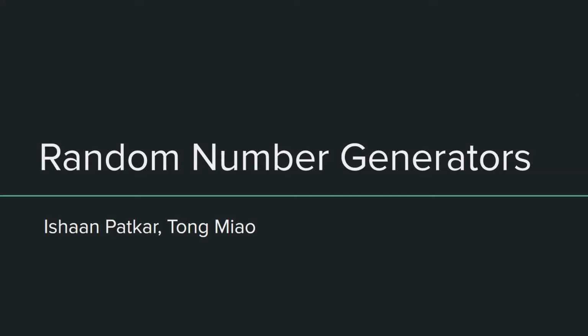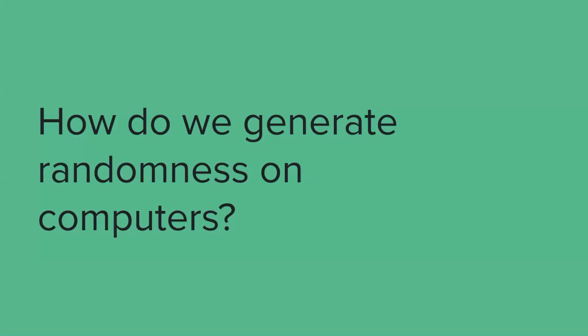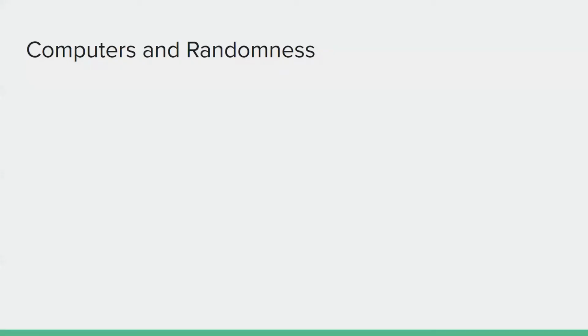Randomness is really important on computers, especially because it can aid in creating algorithms that are more efficient, in recreation, things like video games and online casinos, in simulation, and many more uses. But most of these uses are only on computers. And so our question is, how do we generate randomness on computers?